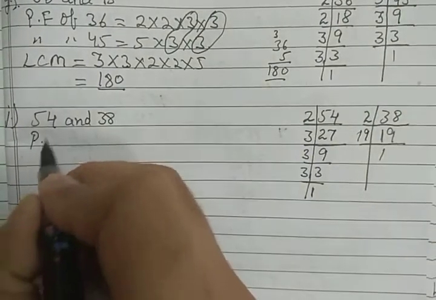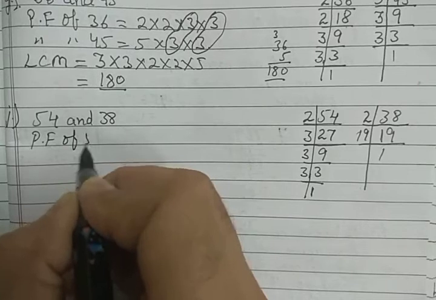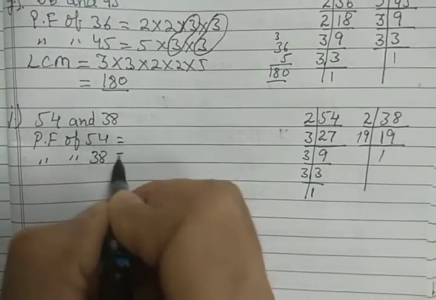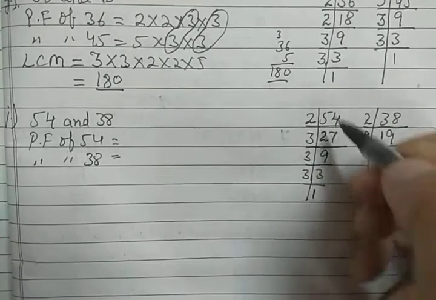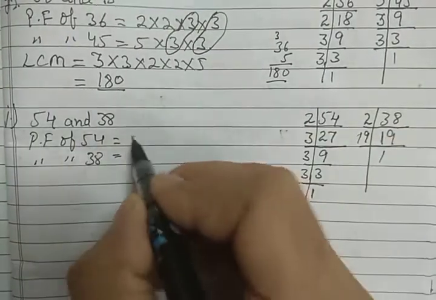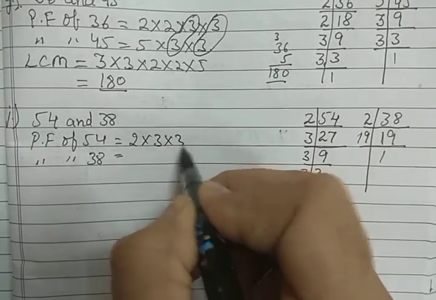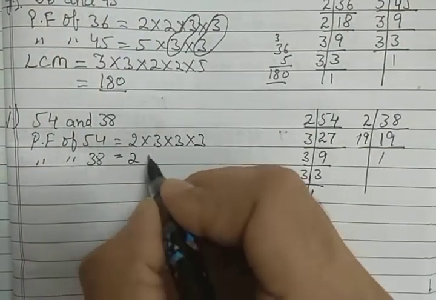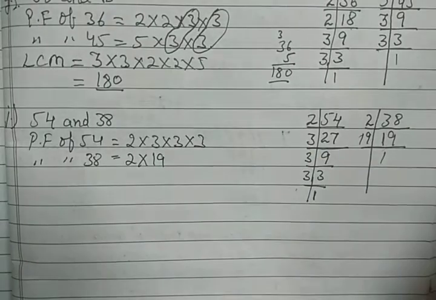Now the prime factorization of 54 and the prime factorization of 38. The prime factorization of 54 is 2 into 3 into 3 into 3, and the prime factorization of 38 is 2 multiplied by 19.